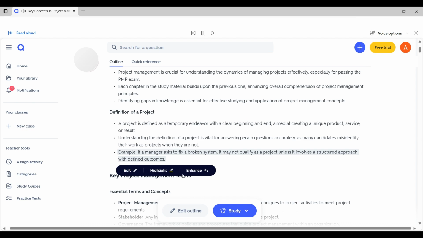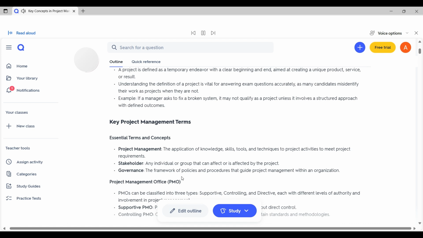Key project management terms. Essential terms and concepts. Project management, the application of knowledge, skills, tools, and techniques to project activities to meet project requirements. Stakeholder, any individual or group that can affect or is affected by the project. Governance, the framework of policies and procedures that guide project management within an organization.